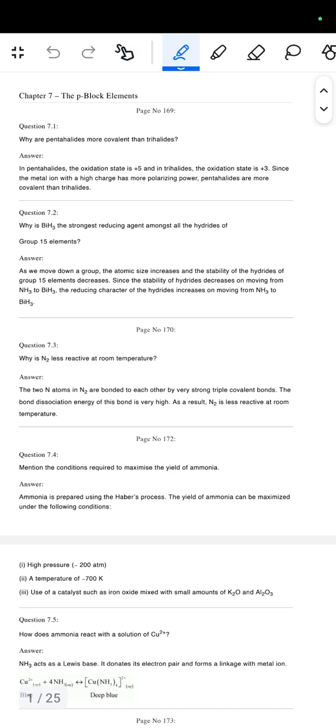फिर आता है BiH3 the strongest reducing agent amongst all the hydrides of the group 15 elements. As we move down the group, the atomic size increases and the stability of the hydrides of the group 15 elements decreases. Since the stability of the hydrides decreases on moving from NH3 to BiH3, the reducing character of the hydrides increases on moving from the NH3 to the BiH3.